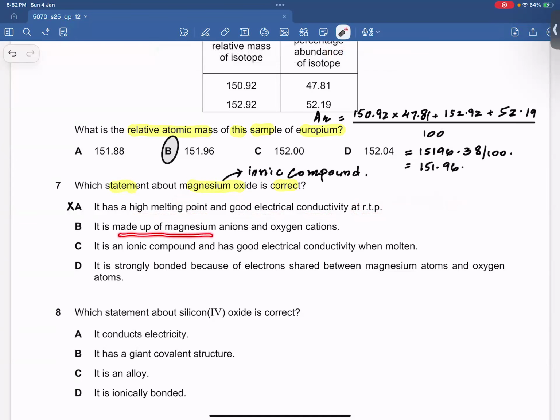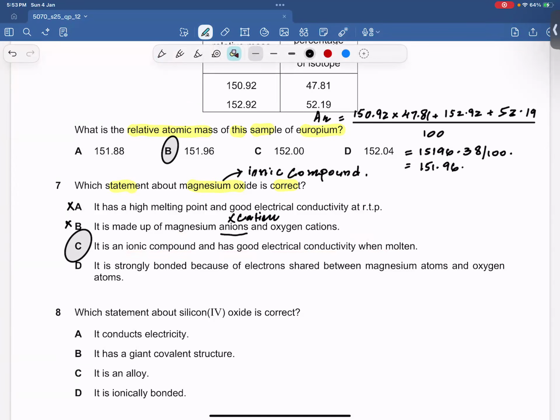It is made up of magnesium anions. So magnesium always exists as a cation, it cannot be an anion. So answer B is incorrect. It is an ionic compound, correct, and has good electrical conductivity when molten. That's correct. So most probably the answer is going to be C.